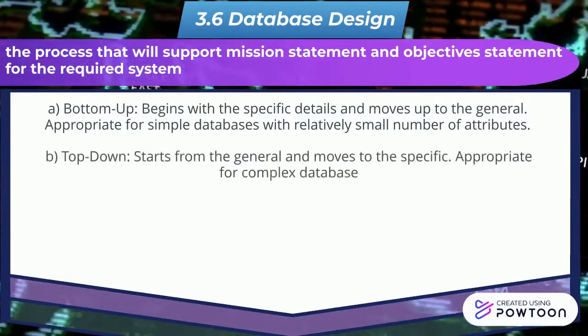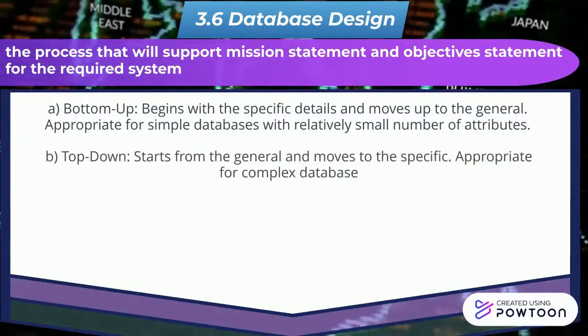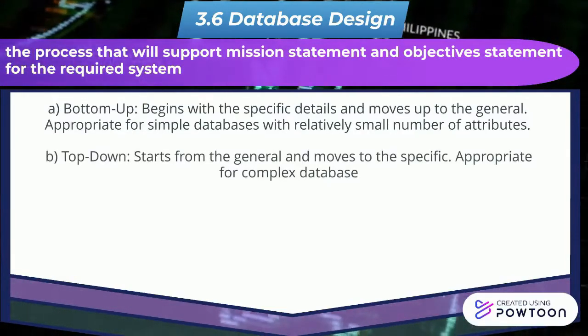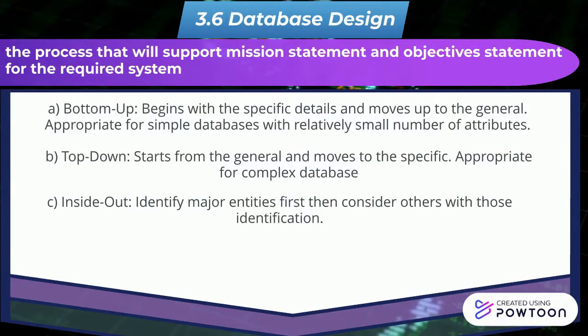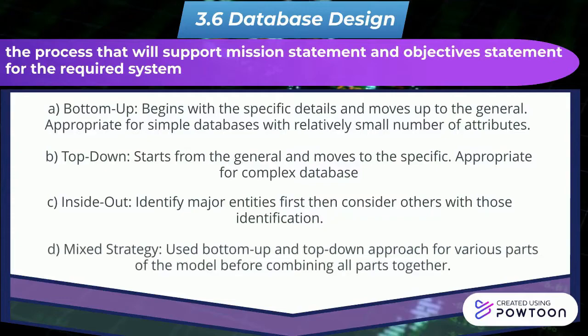Second is top-down, which starts from the general and moves to the specific. It is appropriate for complex databases. Next, inside-out. It identifies major entities first and then considers others based on those identifications. Lastly, mixed strategy. It uses bottom-up and top-down approaches for various parts of the model before combining all parts together.